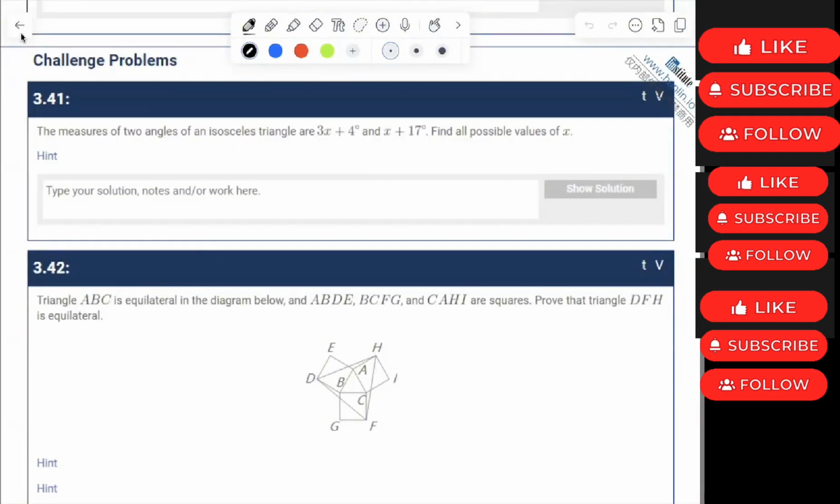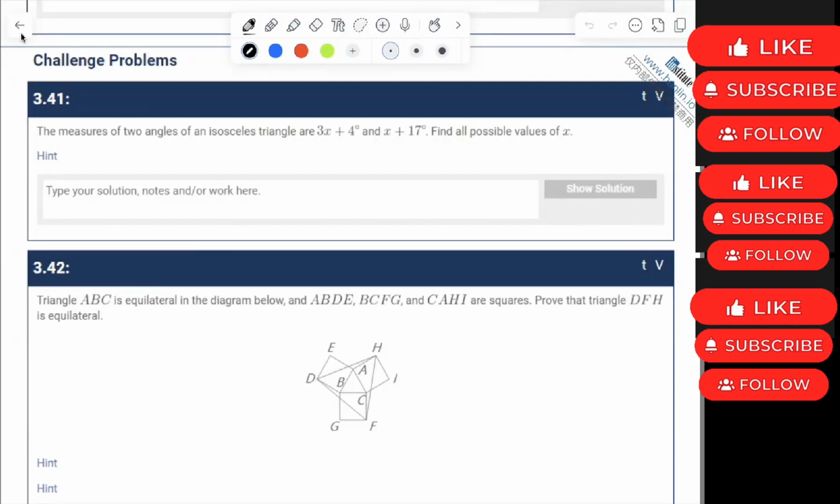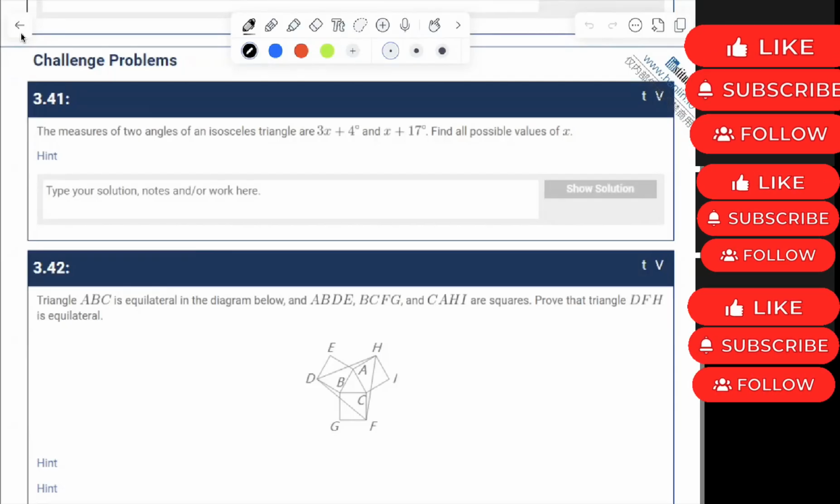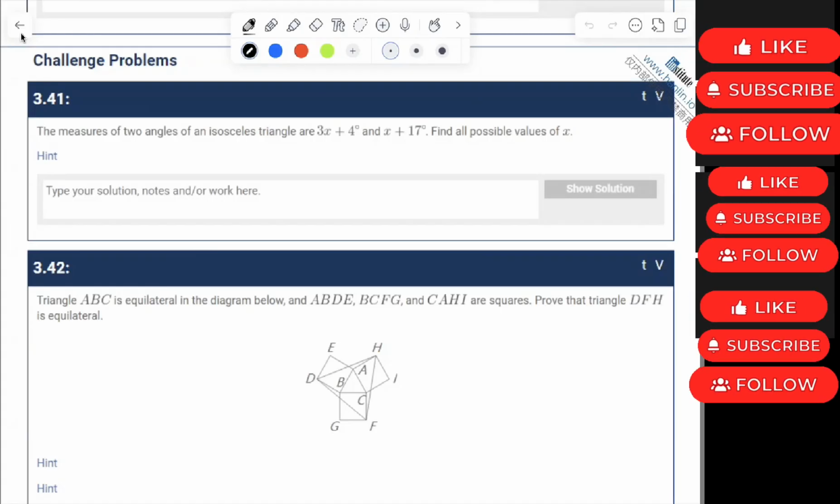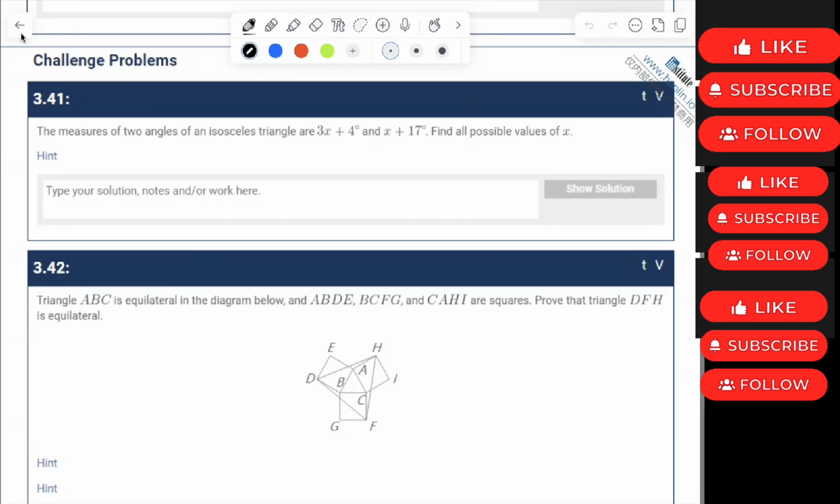Today I'm going to attempt the challenge problems for this entire chapter, alright? So let's get started with this question. 3.41. The measures of two angles of an isosceles triangle are 3x plus 4 degrees and x plus 17 degrees. Find all possible values of x.